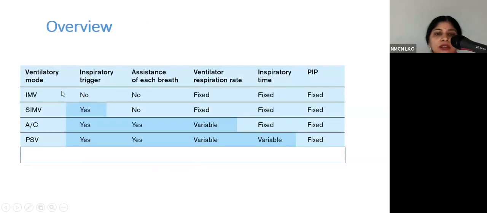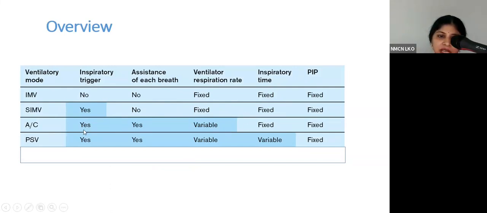So just to summarize, in the case of IMV, there is no inspiratory trigger. There is no assistance. Ventilator rates are fixed. Inspiratory time is fixed. And PIP is fixed. In case of SIMV, we have an inspiratory trigger, which is controlled by the baby. Assistance of each breath is not there, but ventilator breaths are being assisted. And we have fixed inspiratory time and PIP is fixed.